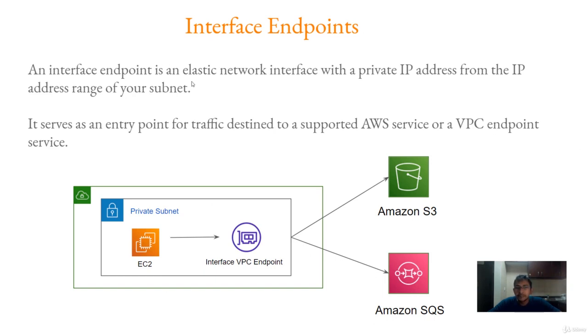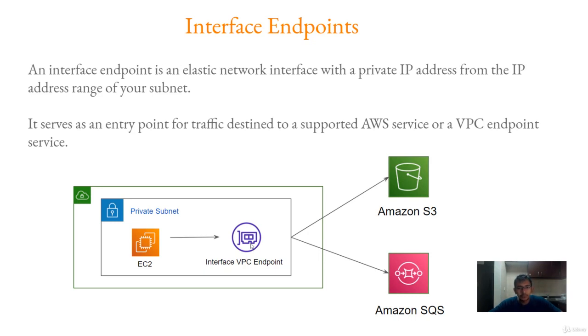An interface endpoint is basically an elastic network interface with a private IP address from the IP address range of your subnet. So now what will happen, let's say you want to connect to the S3 service or an SQS service or any other AWS services which are supported privately, then you route the traffic to the interface VPC endpoint. This interface VPC endpoint is within the same VPC and also has the same IP address range as part of your subnet. And this acts as an entry point to the traffic which is destined towards the AWS services. As the name suggests, this is nothing but an elastic network interface that is created.